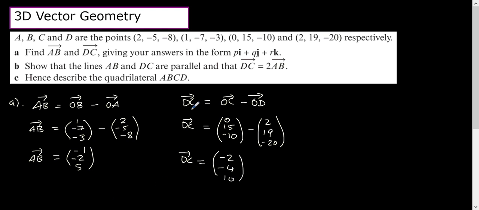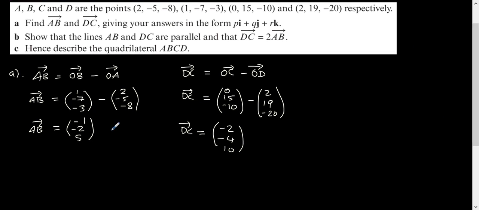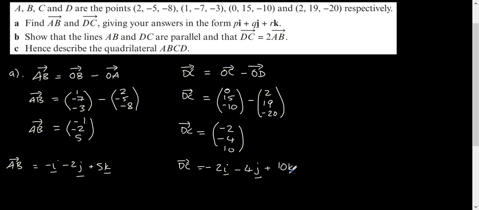We've been asked to give our answers in a specific form, so we need to rewrite both of those column vectors in terms of i's, j's, and k's. So here, AB then is -i plus, it would be plus -2, wouldn't it? So we've got -2j plus 5k. Okay, so this is i, this is j, and this is k. DC then is going to be -2i - 4j + 10k.